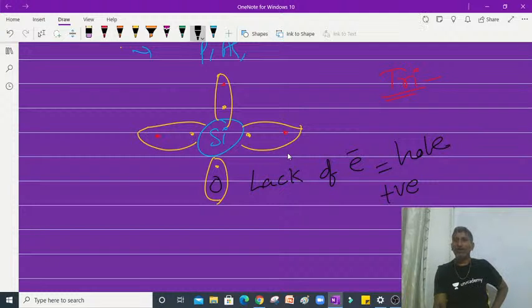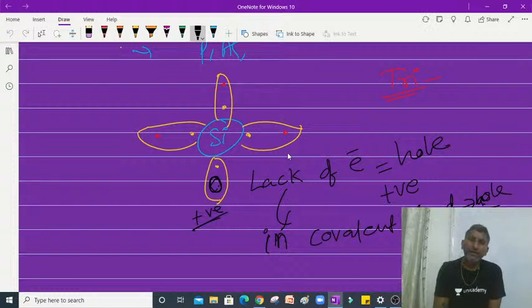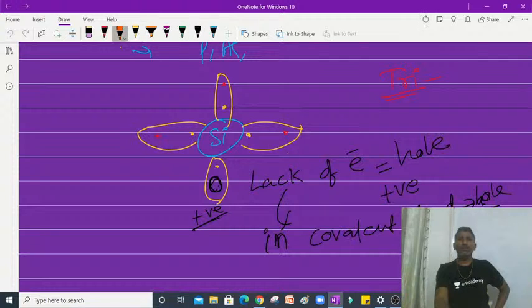So lack of electron in covalent bond is said to be hole. Students, remember, hole means lack of electron in covalent bond. Now this hole can behave like a positive charge carrier. Remember, it cannot travel through the wires, through the metal wires. It can carry charge only in the covalent bonding. Means I can say it is present only in the semiconductor material itself.